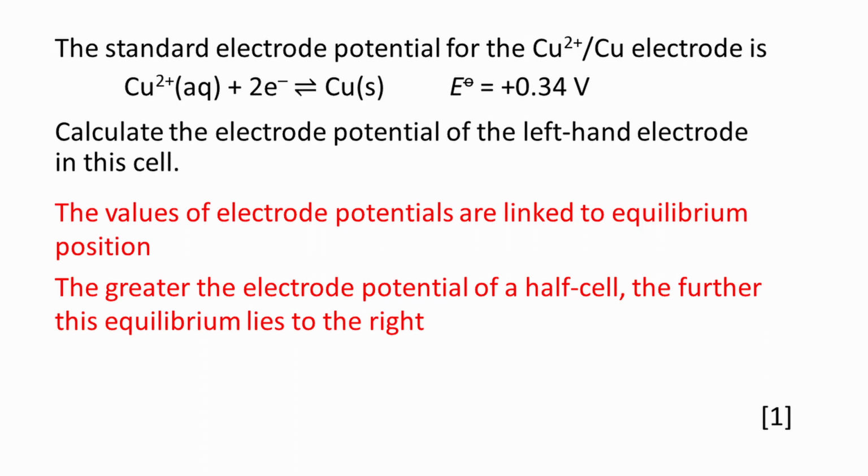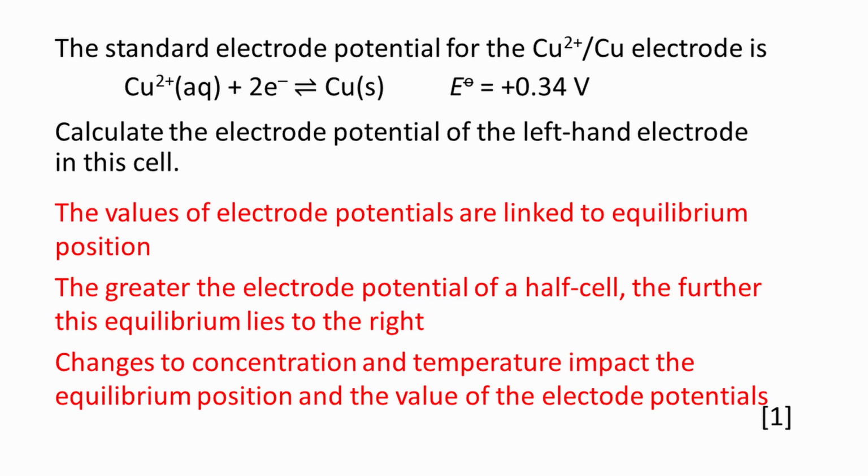The values of electrode potentials are linked to equilibrium position. The greater the electrode potential of a half cell, the further this equilibrium lies to the right. Changes to concentration and temperature impact the equilibrium position and the value of electrode potentials.